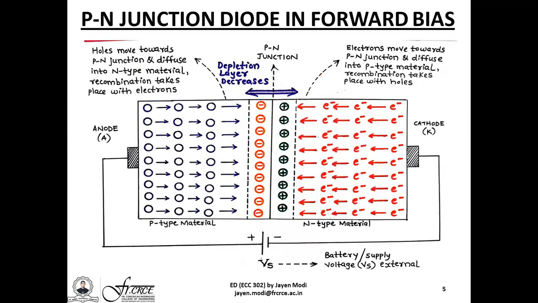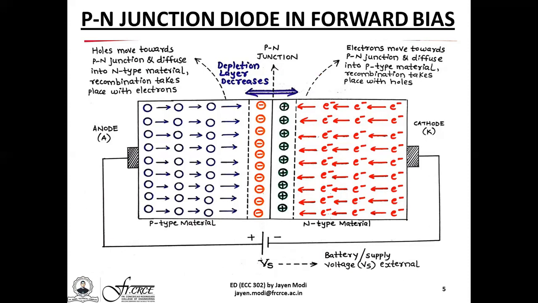We have already seen the operation of a PN junction diode in the forward bias condition, in which depletion layers are kept extremely small. The reason being that the battery voltage which is applied externally will force the holes from the p-type material to diffuse into the n-type material, as well as the electrons, which are the majority carriers in the n-type material, to diffuse across the junction into the p-type material. Due to this, the width of the depletion layer decreases.